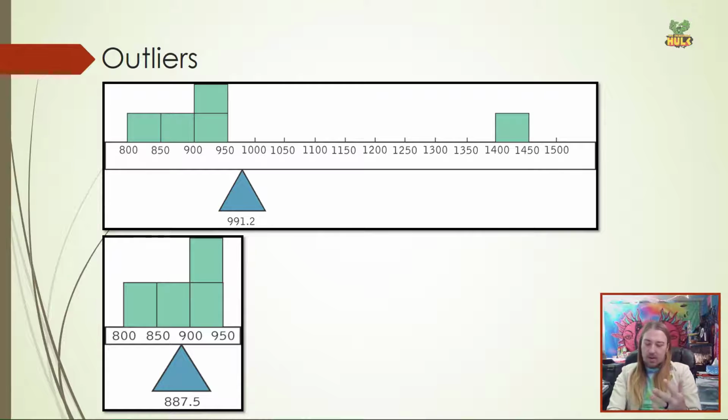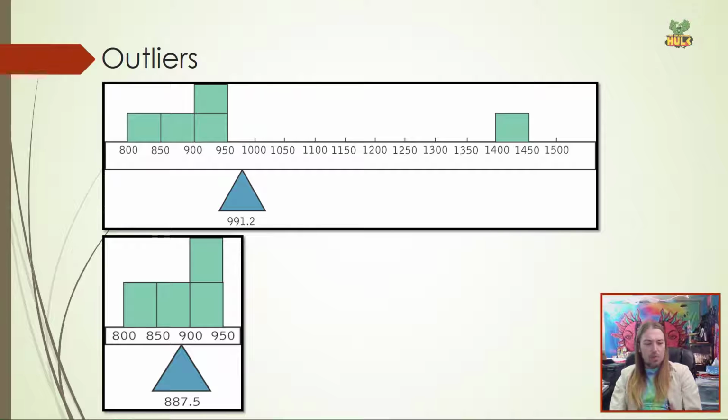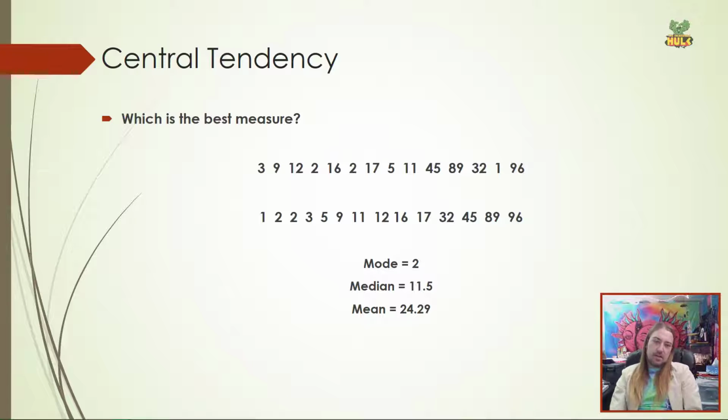It looks more like a central point. So what happens here? If I tell you you can't remove the outlier, then what's a better way of depicting the center point of these data? Is there another measure that's not affected by extreme scores? So if you look at a data set like this, right? Unorganized, then it gets reorganized. The mode is 2, the median is 11.5, the mean is 24.29.